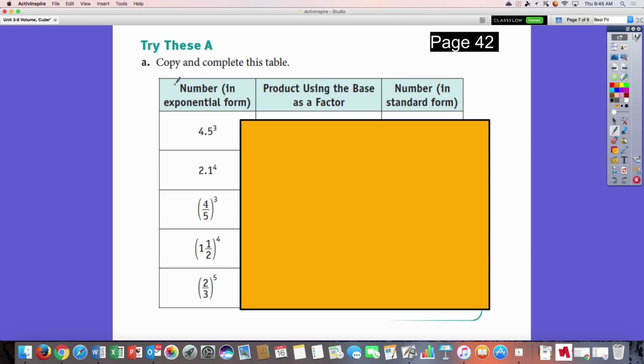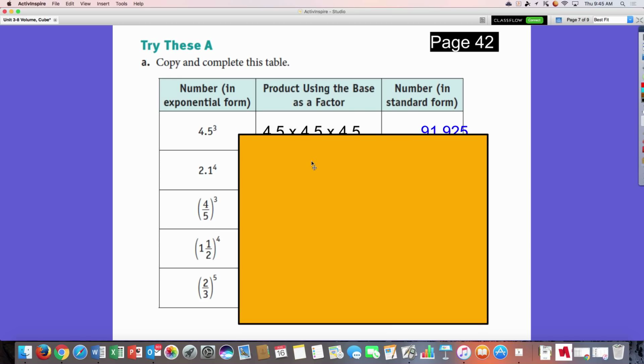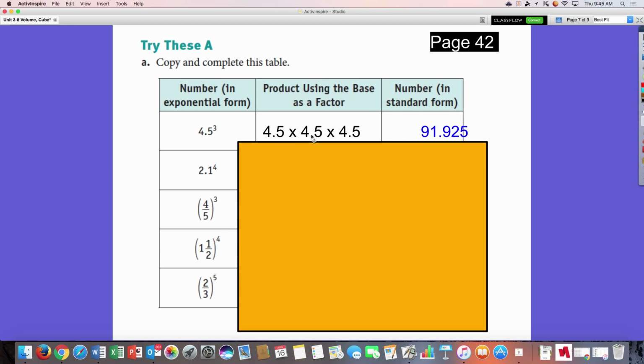All right. When I say peanut butter, I want you to work through these. If you can do these, you'll do great. I'll do the first one with you. So 4.5 to the 3rd power. That means 4.5 times 4.5 times 4.5. And when I do that, I get 91.125. Ready? Peanut butter! Welcome back. Hope you had fun. Let's see how you did.